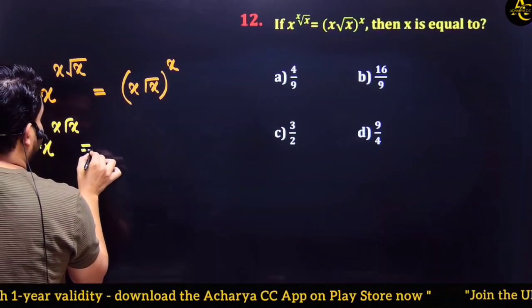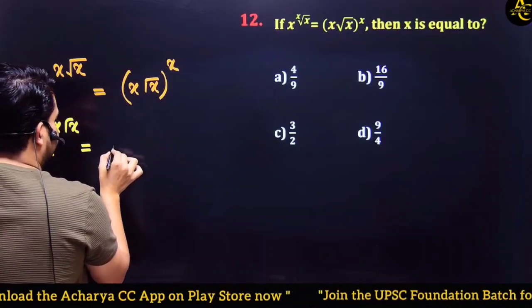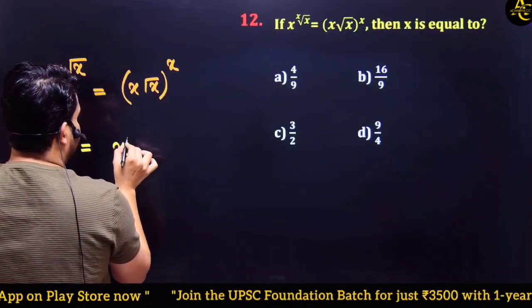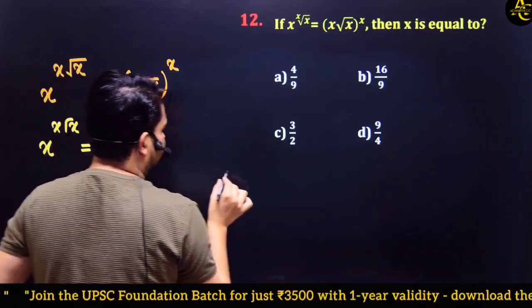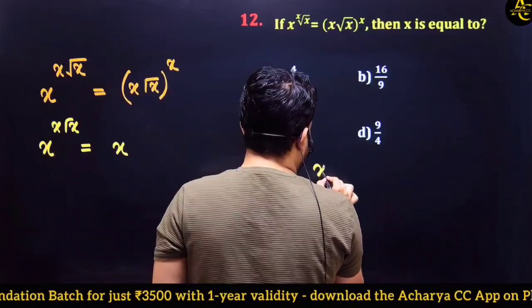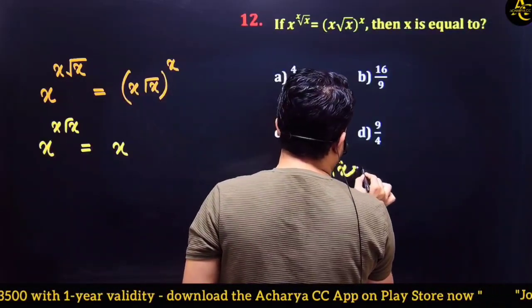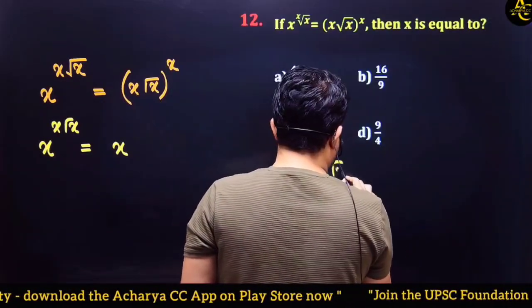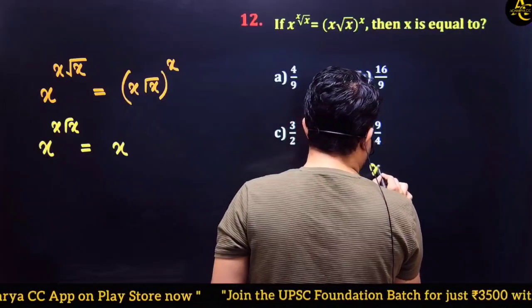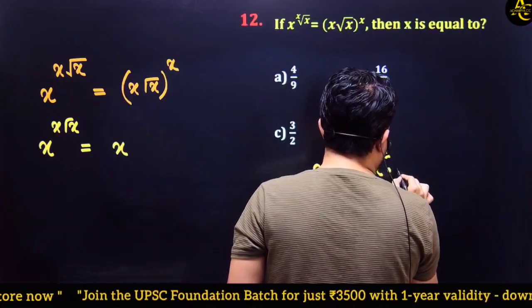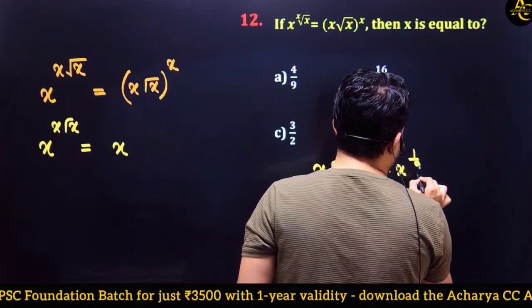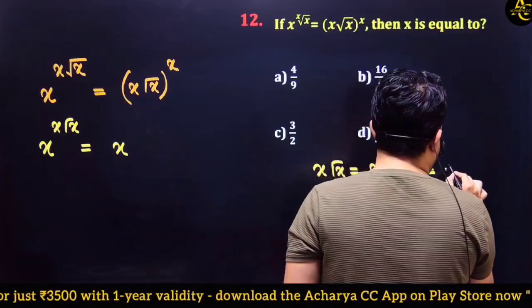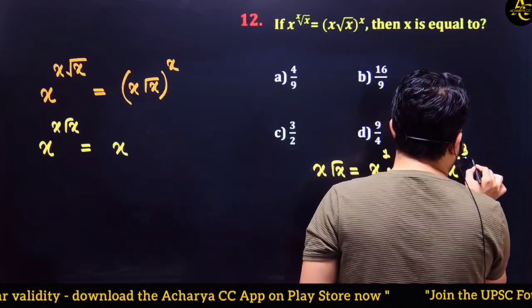We can write x root x as x to the power 1 into x to the power 1 by 2. If the bases are the same, then the powers can be added. It is x to the power 3 by 2.